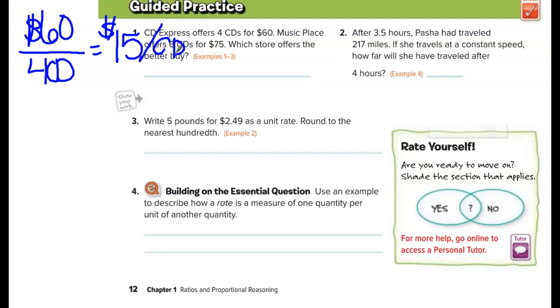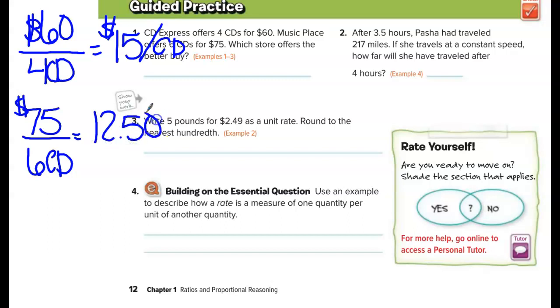And then what would be your other fraction, Kaden? 75. And make sure we are labeling. If you do not label, it is completely wrong. And what do we get for that, Cheyenne? Good. Make sure you have your 0 with your 50 cents. So then what was your final answer, Callie? The music place, because that was the cheaper buy. Thumbs up if you got that.